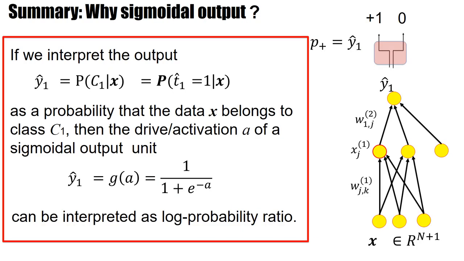Let's sum up. Why sigmoidal output? Well, we are in the context where we want to interpret outputs of a network probabilistically. So if we interpret the output as the probability that an input x belongs to class C1, then this activation variable a of the sigmoidal output unit of that form can be interpreted as a log probability ratio.